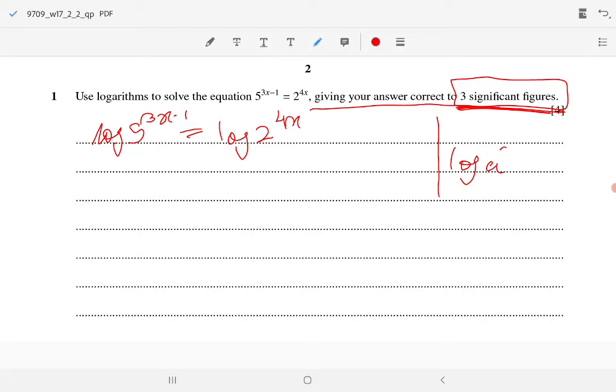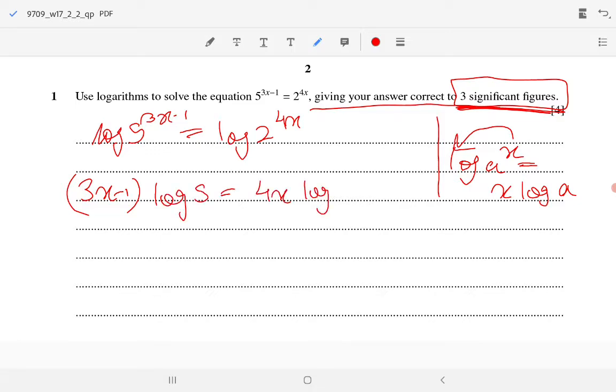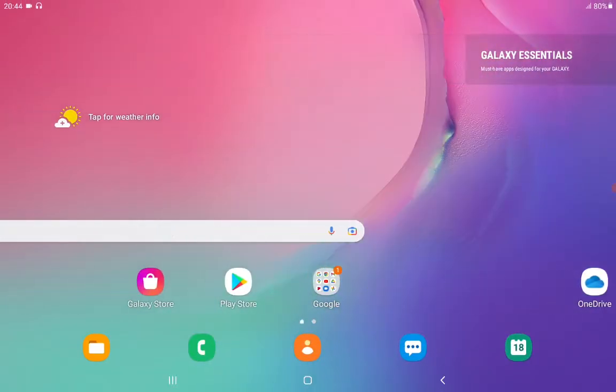If you have this, it can be made equal to this. Alright, the power can become a coefficient. So we do the same thing over here. We have 3x minus 1 log 5 equals 4x log 2. Then just simplify.